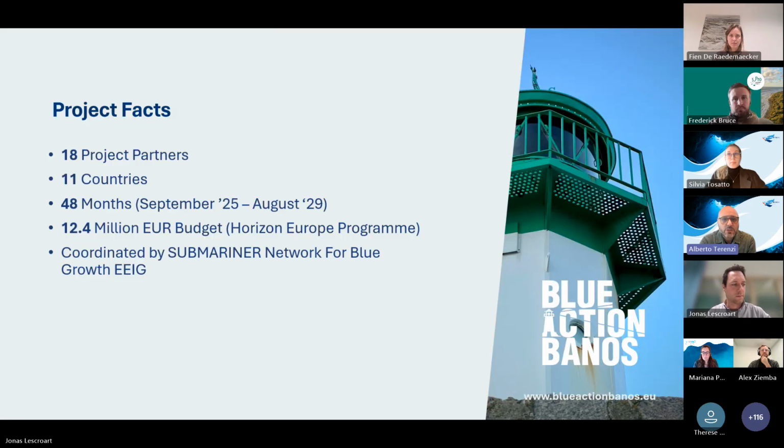Basically, BlueActionBANOS is a project, 4 years project with 18 project partners across the Baltic and North Sea region. So that's why the acronym BANOS, where we have a 12.4 million budget. And the exciting news is that out of these, 9 million are dedicated to funding third-party funded projects, which is really about empowering communities on the ground to make a change.